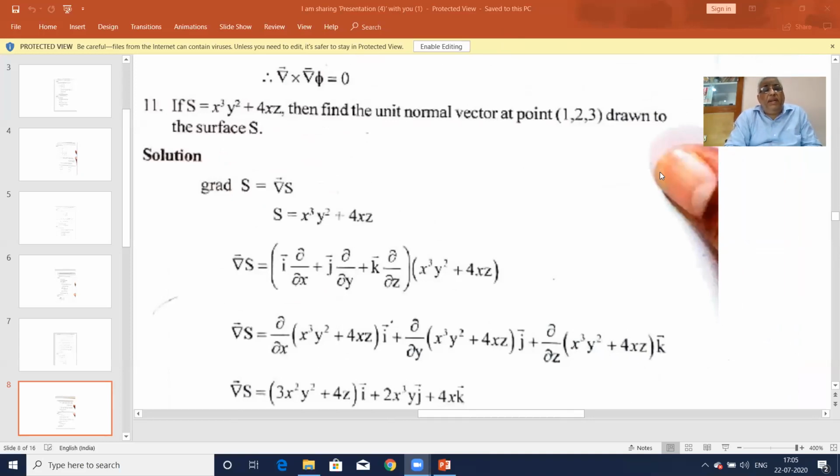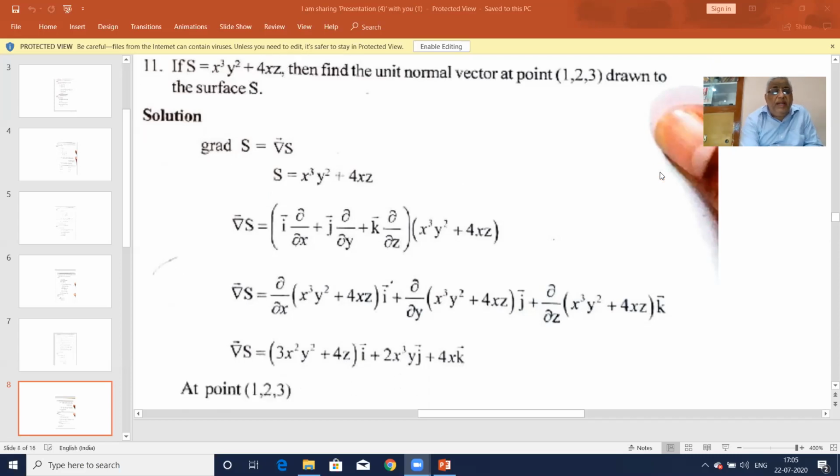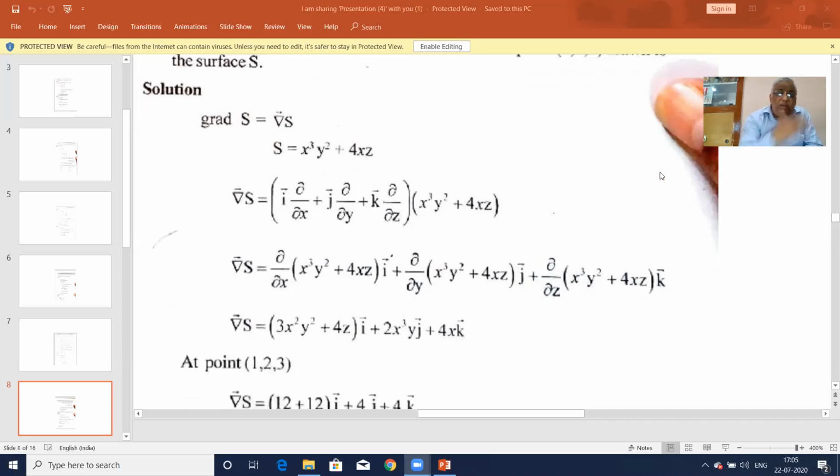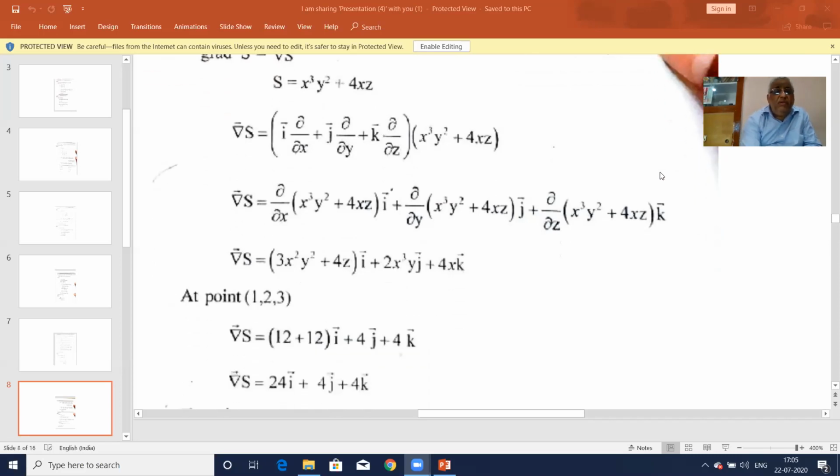Grad S is equal to del S. S is a scalar given as x cube y square plus 4xz. Find the del S. Grad S is i dou by dou x plus j dou by dou y plus k dou by dou z of x cube y square plus 4xz. We can find the grad S at the point 1, 2, 3. We get the value of del S is equal to 24i plus 4j plus 4k.